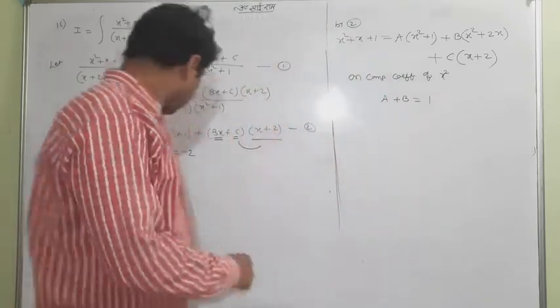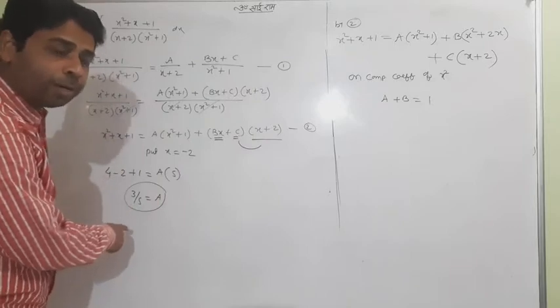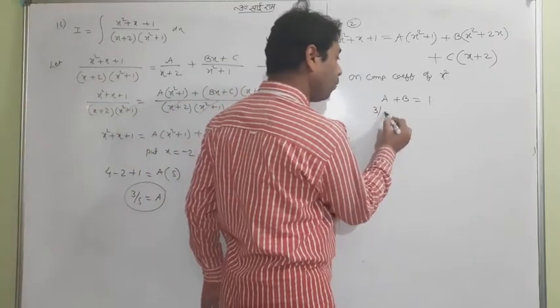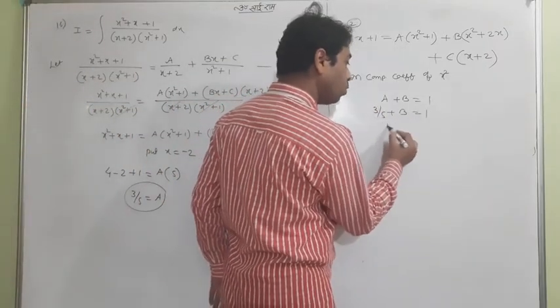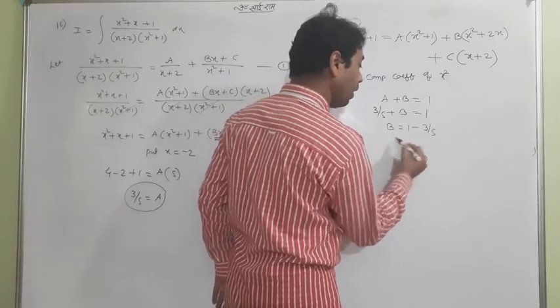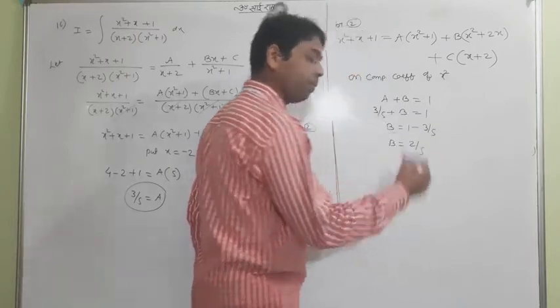And you have got a equal to 3 by 5. So put here 3 by 5 plus b equal to 1. So b will be 1 minus 3 by 5. B will be 2 by 5.